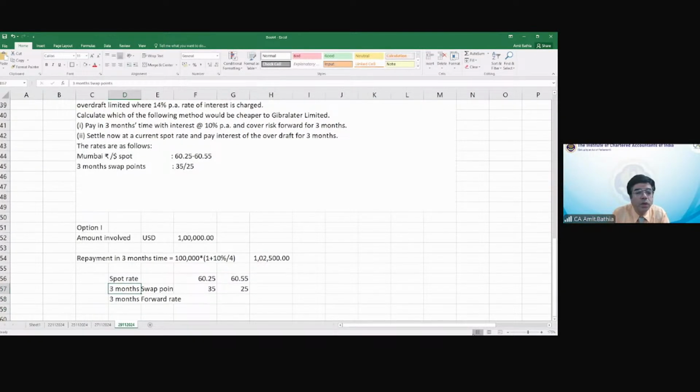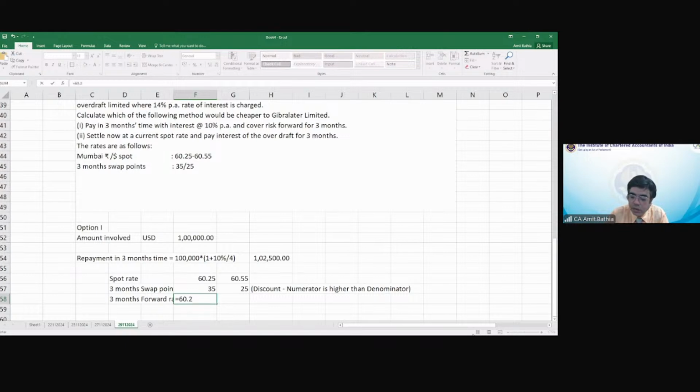3 months forward rate. This is 35.25. So is this premium or discount? Discount, right? Because the numerator is higher than the denominator. If you want, I'll write it over here again. Numerator is higher than denominator. Right?